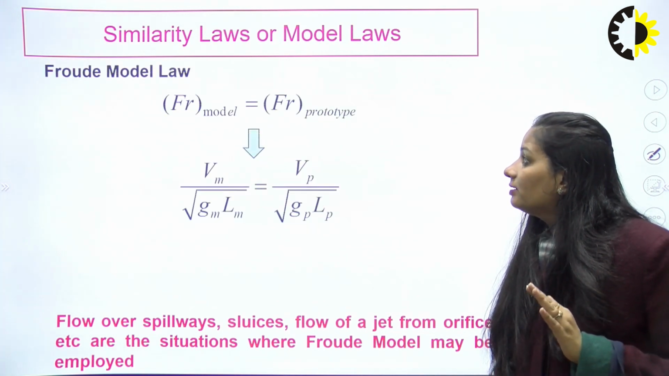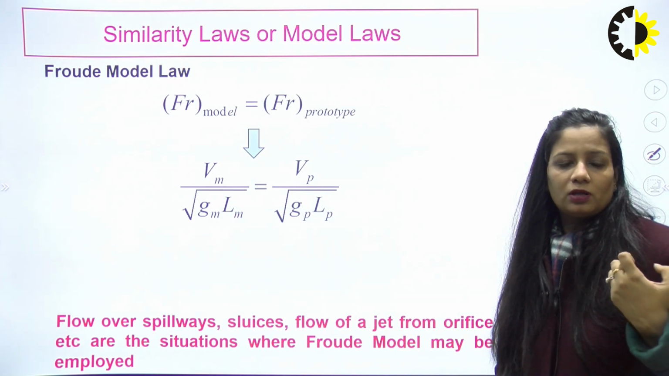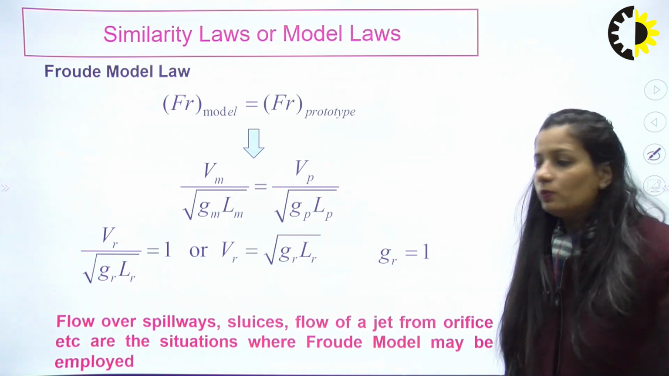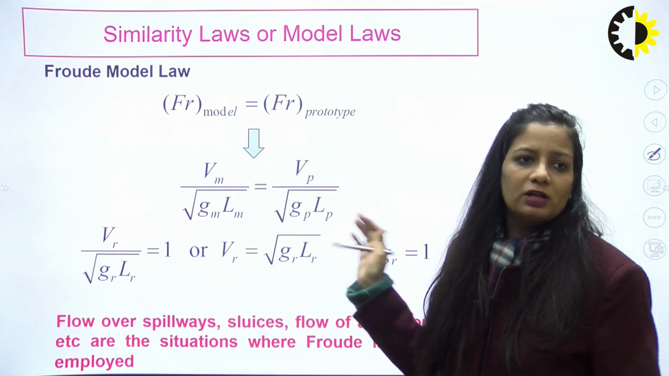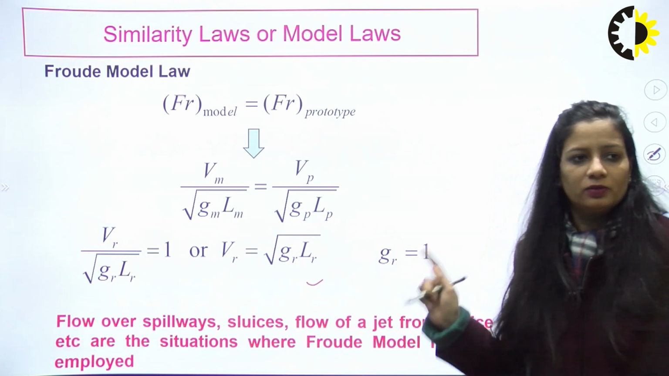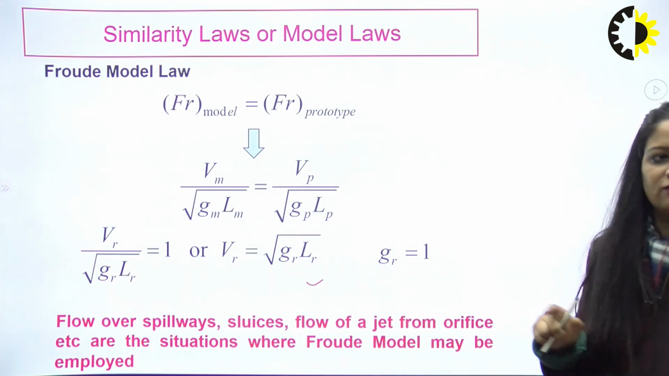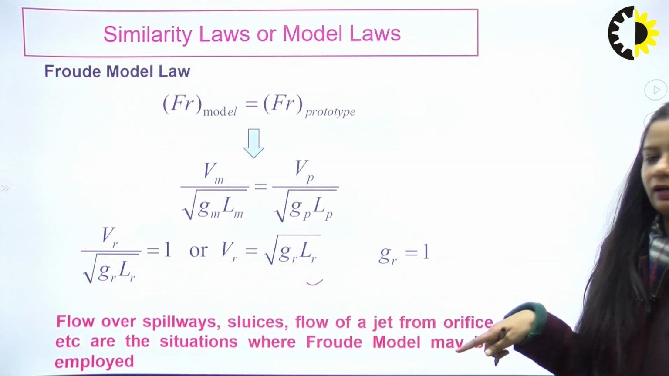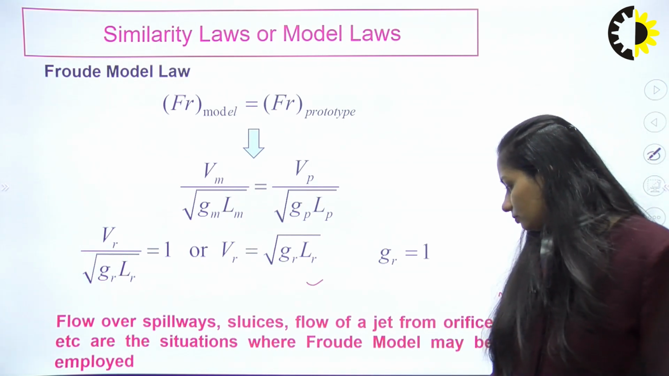Now the second is the Froude model law. What you need to do is equate the Froude number of the model with the Froude number of the prototype. Here we have equated the Froude numbers and we get a formula like that. Examples where we apply the Froude model law are flow over spillways, sluices, and flow of a jet from an orifice, etc.